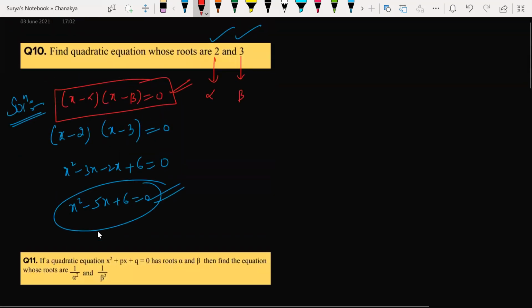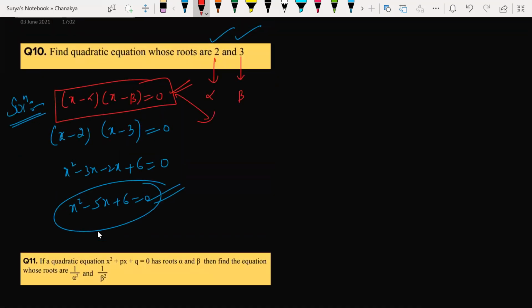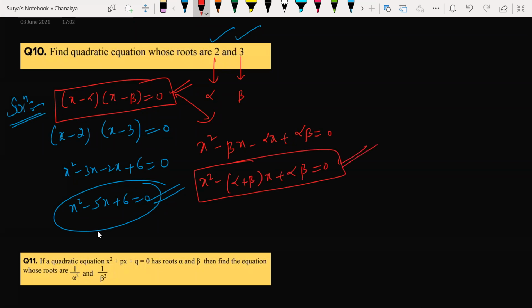See, guys, this is the formula I told you, right? If you simplify further, what are you going to get? x square minus beta x minus alpha x plus alpha beta is equal to 0. x square minus (alpha plus beta) x plus alpha beta is equal to 0. So this is what I got, right? So this is my basic formula, right?